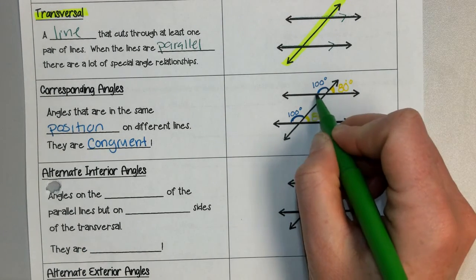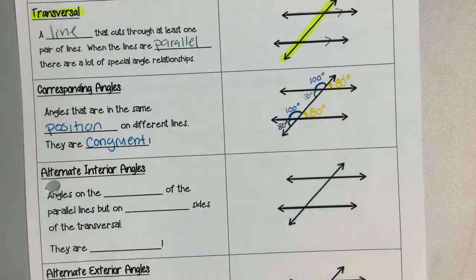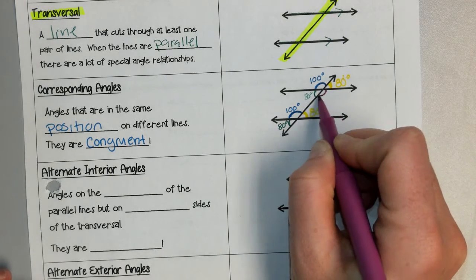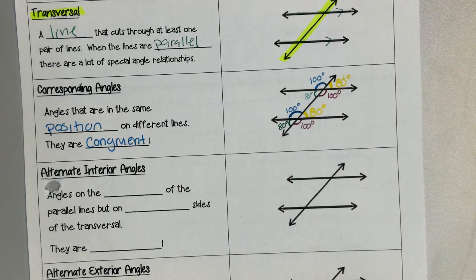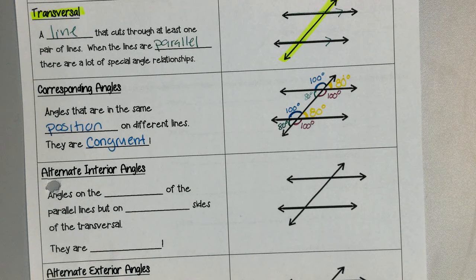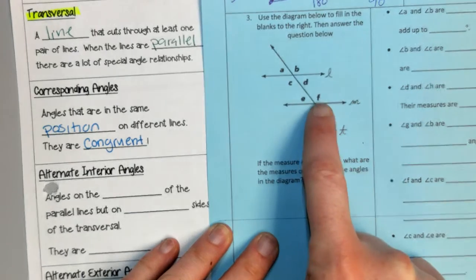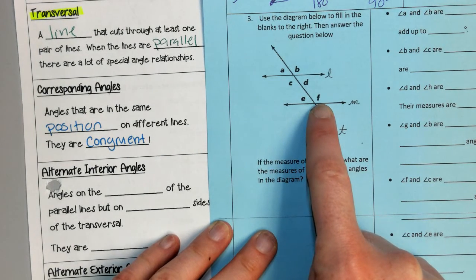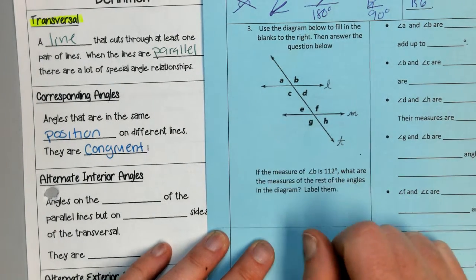You could have these green angles. They're both on the bottom left-hand side. Or you could have these pink angles. They're on the bottom right-hand side. So each color represents a corresponding angle pair. So the problem that we skipped on our warm-up, B and F would be corresponding angles. That would be an answer to a question. Name a pair of corresponding angles, B and F.